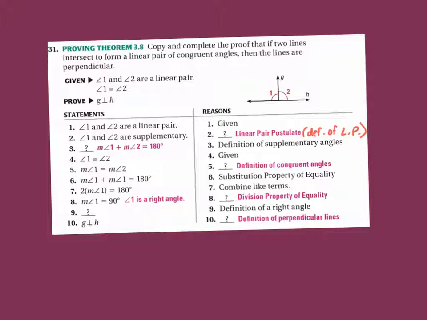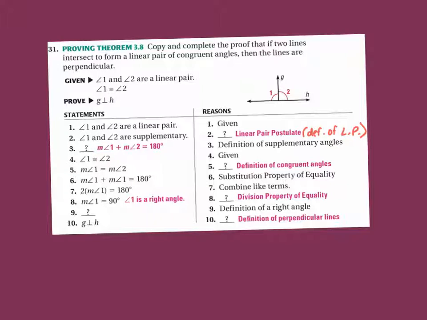Number 3 says the definition of supplementary angles. So I know that if I'm switching from supplementary to what it equals using its definition, then that should be equals 180. Number 4 is again given. Number 5, the measure of angle 1 is equal to measure of angle 2. That's the definition of congruent angles. We went from congruent to equals. Number 6 is substitution property of equality, because instead of saying that 1 plus 2 equals 180, we said 1 plus 1 equals 180.